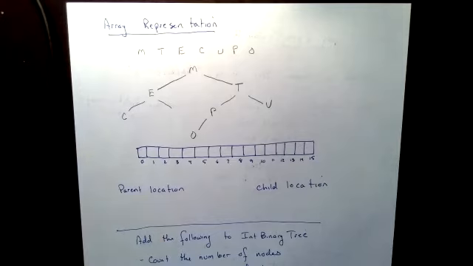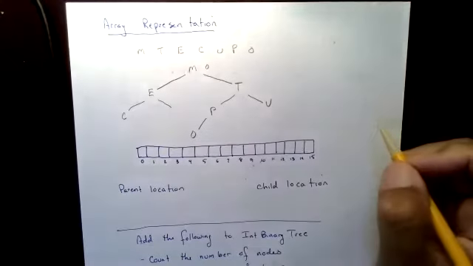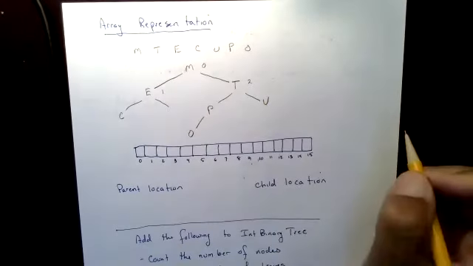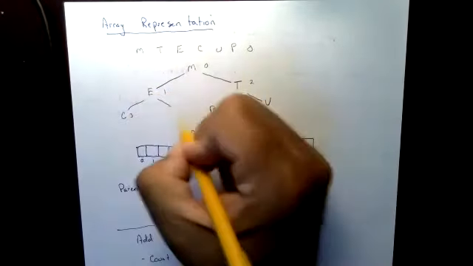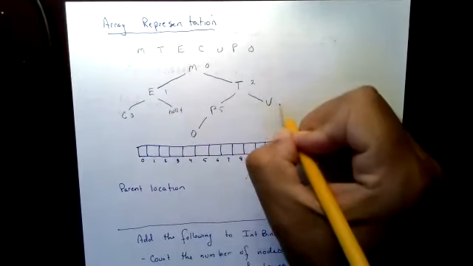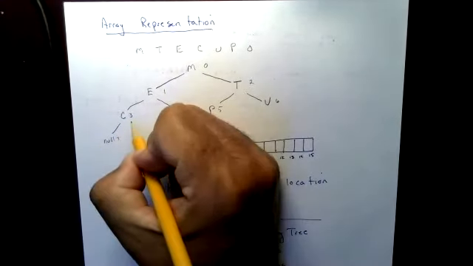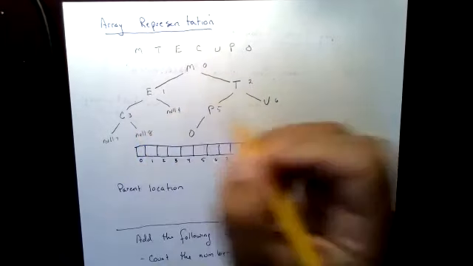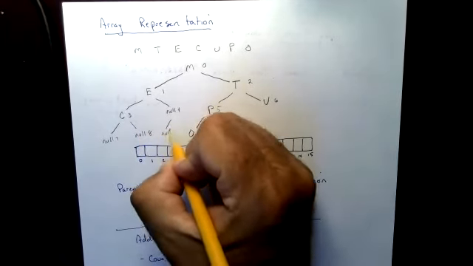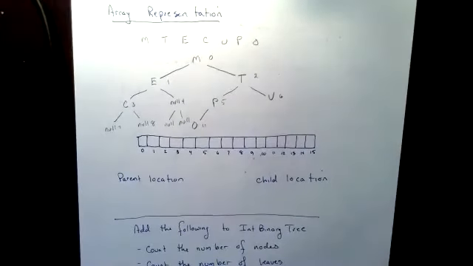Okay, so here's how we're going to make this guy work with an array. I'm going to call my root 0. I'm going to call the E 1, T 2, C 3, 4 is null, 5, 6, null is 7, null is 8, null is 9, and 10, and 11 is O.